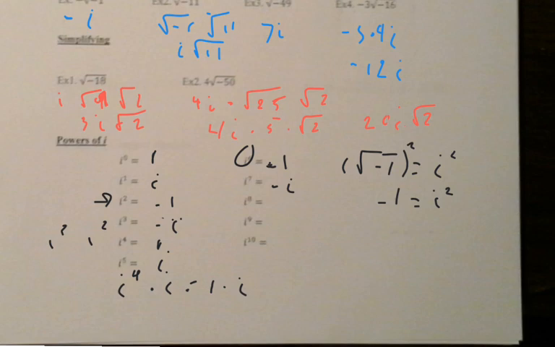So if I was to do I to the 8th, it would be 1, I to the 9th, I, I to the 10th, -1, I to the 11th, and that equals -I. And you can just keep going, but eventually we want to find an easier way to do this, so when you flip it over on the back, I'll tell you how.